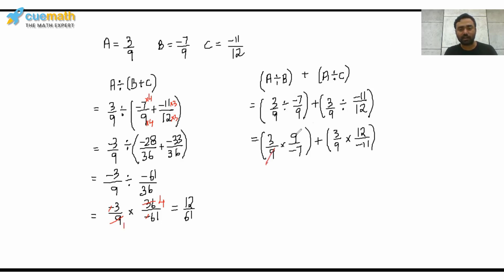So 9 and 9 gone. This is 3 ones are, 3 threes are, and then again 3 ones are, 3 fours are. Now from the first bracket we are going to get 3 over negative 7 plus we are going to get 4 over negative 11.